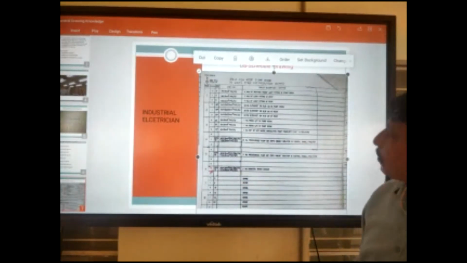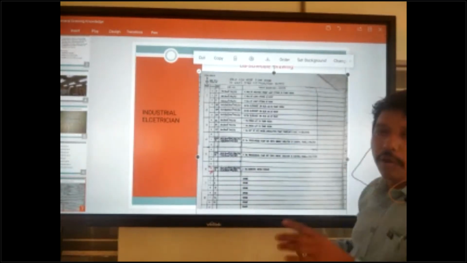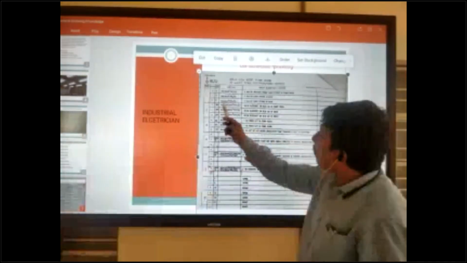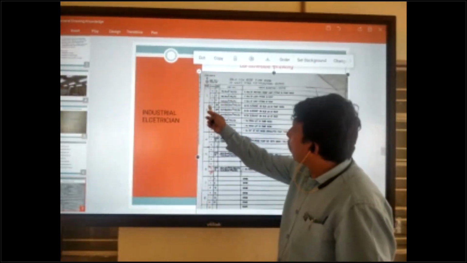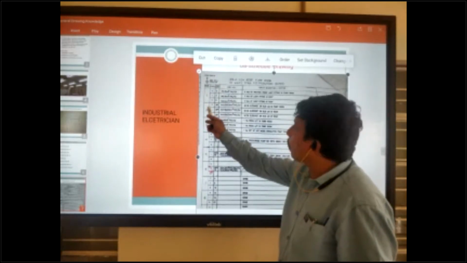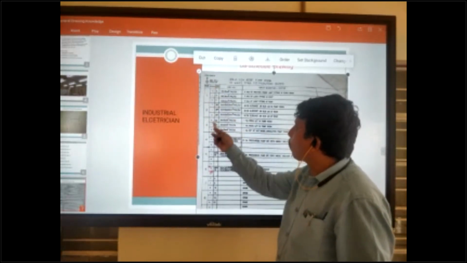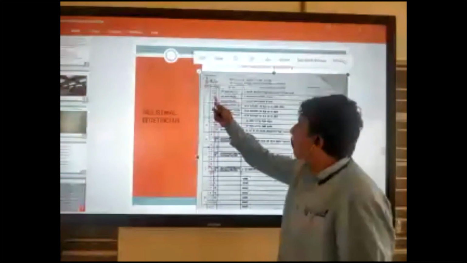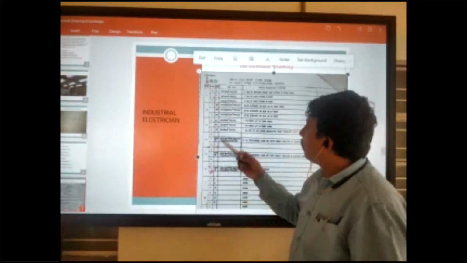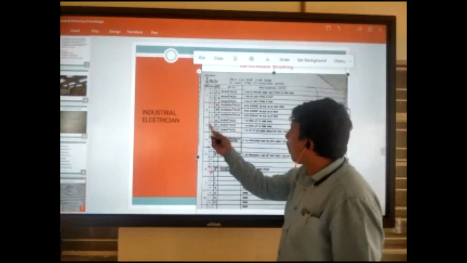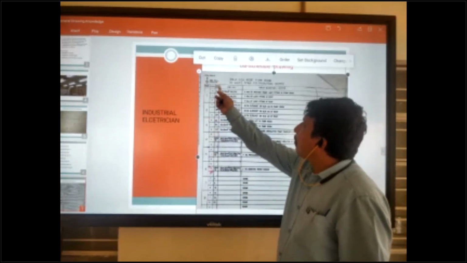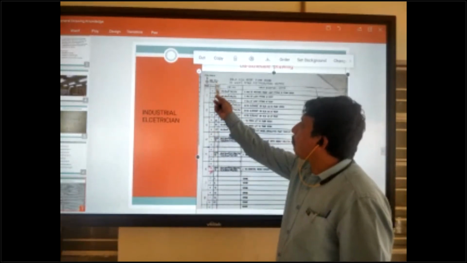Okay, so this is the DB schedule. So you can be clear about this one in the DB. First, the number of ways. You can take this from the DB schedule. Second one, phase sequence: red phase, yellow phase, blue phase, which phase the installation is on, you can wire there. Number of lines, MCB, how many?